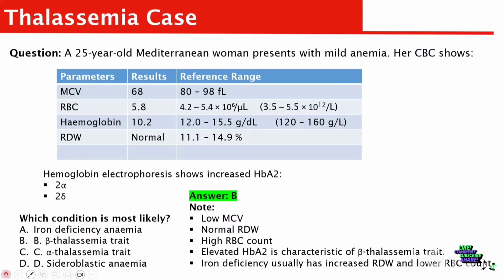So I believe with this, we now know what the answer is. What we're expecting here is beta thalassemia trait. That is the giveaway here: when you see elevated hemoglobin A2, it is characteristic of beta thalassemia trait. So that's the answer to this question. A 25-year-old Mediterranean woman presented with a mild anemia. The CBC shows low MCV, RBC high, hemoglobin low, RDW normal. Then the electrophoresis shows increased hemoglobin A2. That is a strong indication of beta thalassemia trait. Does that make sense? Right. So that is where I'm going to stop.